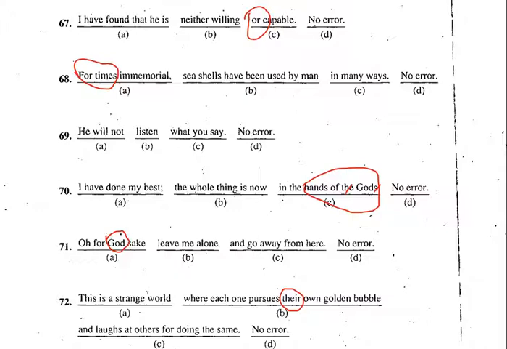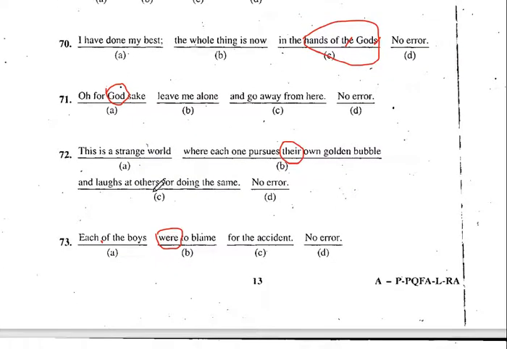And 72nd one. What is there? Where each one pursues his or her own global golden bubble. Again, each of the boys was to blame. Sometimes you have to look at the verb, sometimes you have to look at the pronoun. You have to keep all these things in mind. Remember, then you will definitely do well. Practice more and more spotting errors. I'm quite sure you are going to fetch good marks in this particular segment.